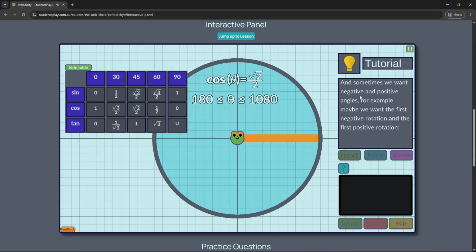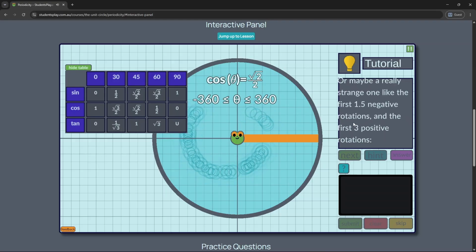And sometimes we want negative and positive angles. For example, maybe we want the first negative rotation and the first positive rotation. So negative 360, meaning you can go all the way like there. Anything within there would work, but nothing more negative than that. And 360 meaning we can go the first positive rotation, but nothing after that. So there's lots of different variations.